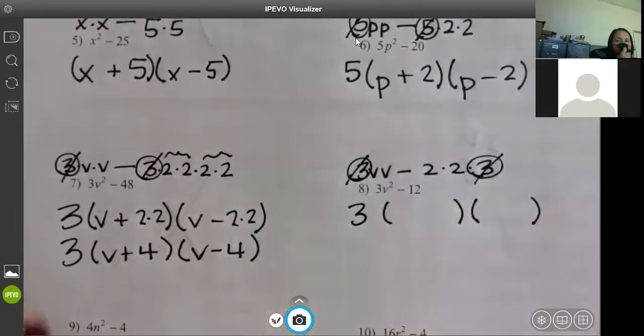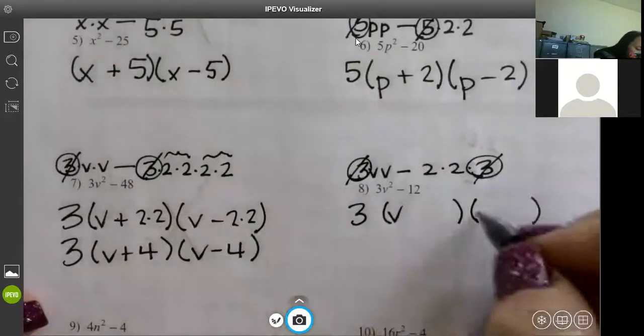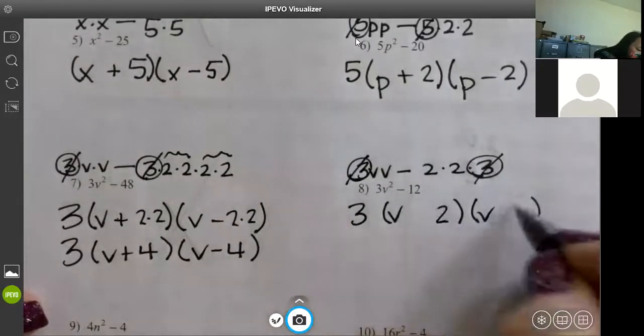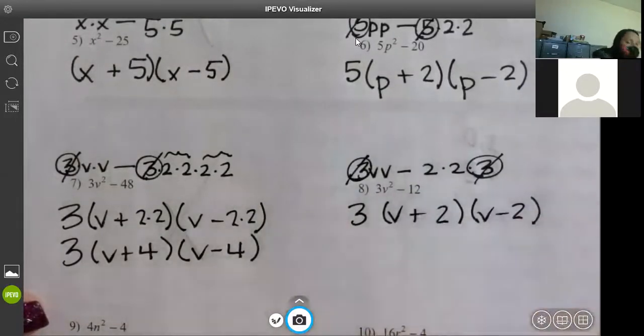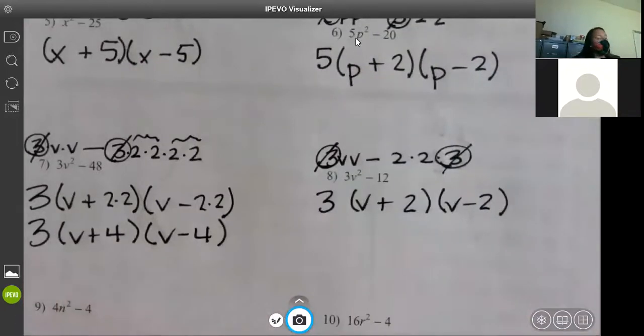What goes in the front of the parentheses? What goes in the back? What are my signs? Positive and negative. That's it, y'all. So it really doesn't get any harder than that right there. So today's work, that's it. So the hardest part is pulling out a GCF, which you've been doing for like a week now. So you should be okay.